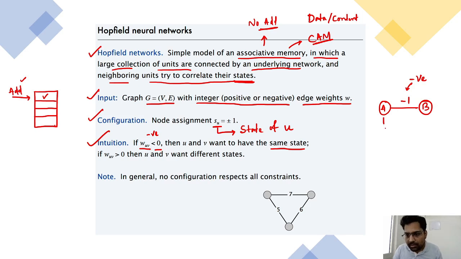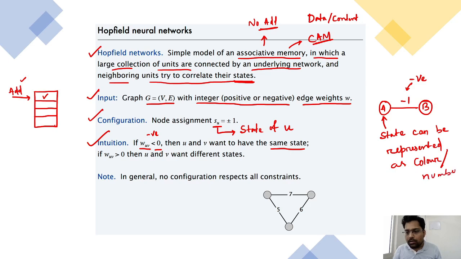State can be represented as a color or as a number, in the sense plus 1 or minus 1. Clear? That we are just discussing. If the color is white, let us think this is 1. So both ends should have the same color. Then we stop. This is what exactly the intuition means.